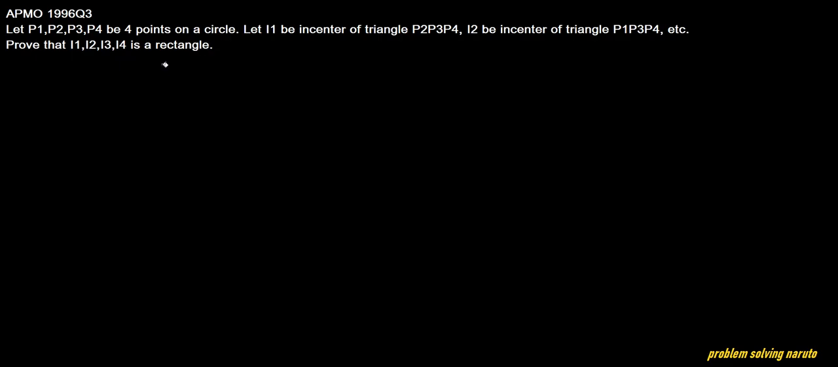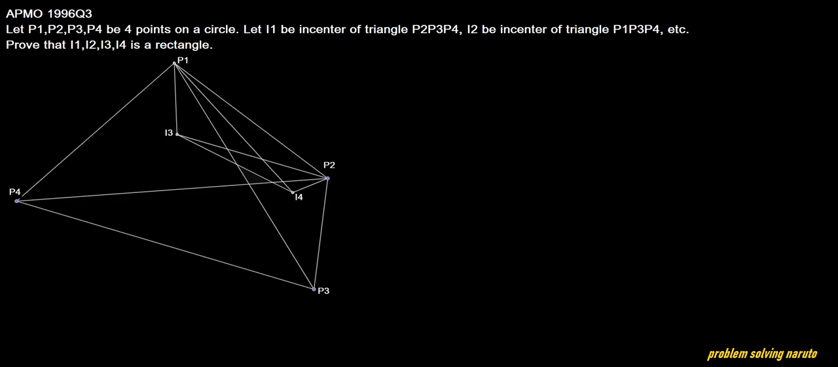Even the diagram is a bit complicated to draw, but still, please try. Pause the video and try first. So here is the diagram. For simplicity, I just draw I3 and I4. I3 is the incenter of P1, P2, P4, and I4 is the incenter of P1, P2, P3. If you draw a nice diagram, the diagram already gives you some hints, a possible path on how to do this question.